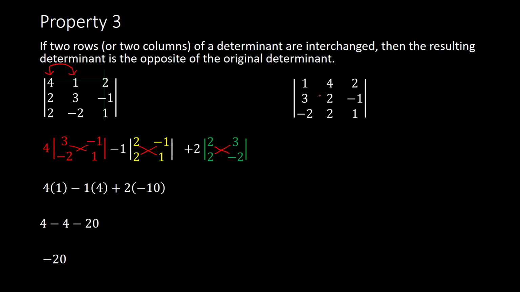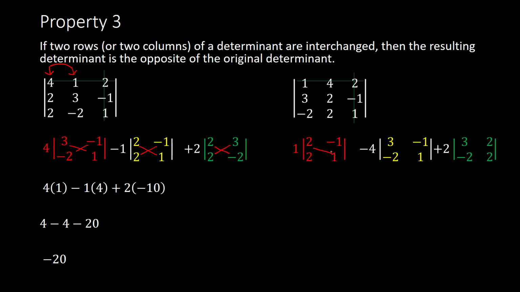So doing the same thing, and we eliminate the 1, we find the minor of the 1. So we have the matrix 2, negative 1, 2, 1, and then multiply by that element 1. And then find the minor of 4. We're left with 3, negative 1, negative 2, 1. And you multiply by the element 4. Same thing with the third element. You find the minor of the 2. So you have 3, 2, negative 2, 2. Multiply by the element 2.